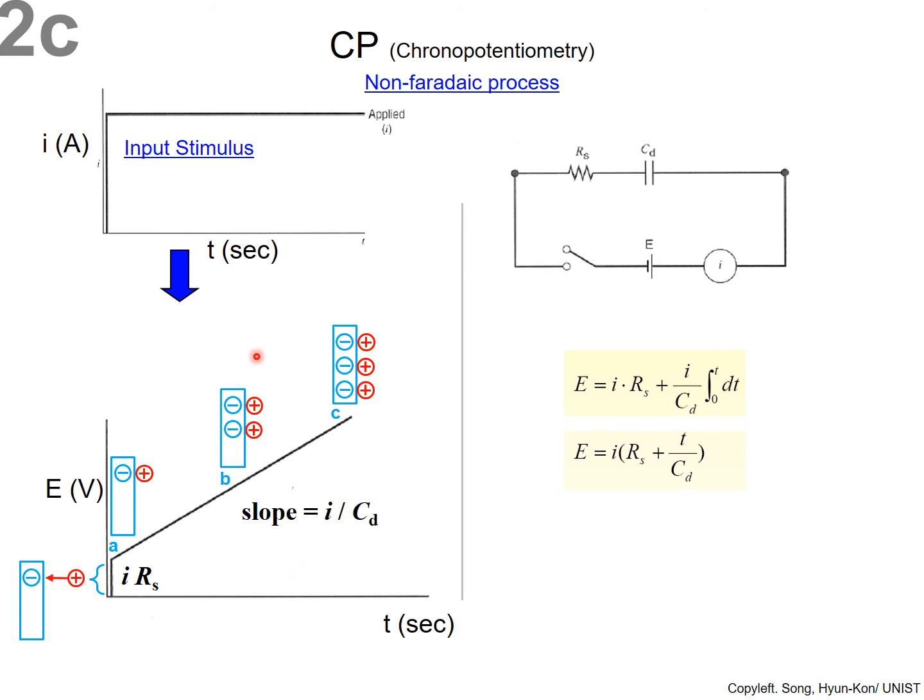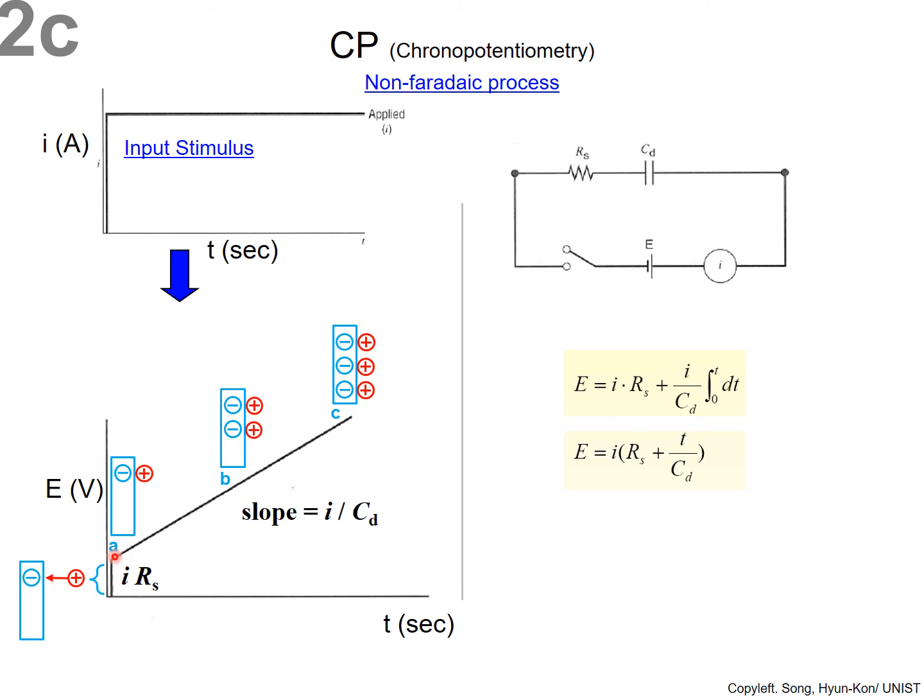As you know, the non-Faradaic process can be considered to be split into two processes. The first one is charge movement, and the second one is charge accumulation. When you apply a constant current to the system, the system feels the resistance at the very first time. So here is the ohmic drop of the potential. The size of the potential drop or increase is measured by Ohm's law, V is equal to IR, the solution resistance.